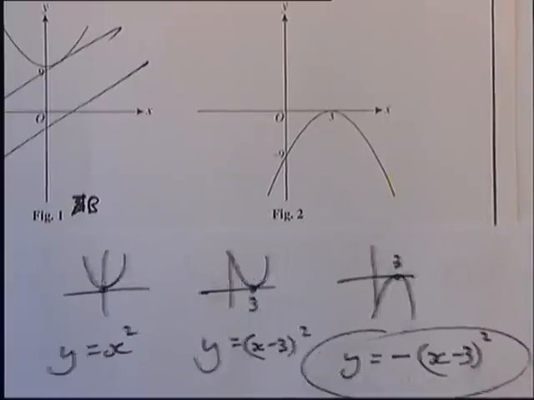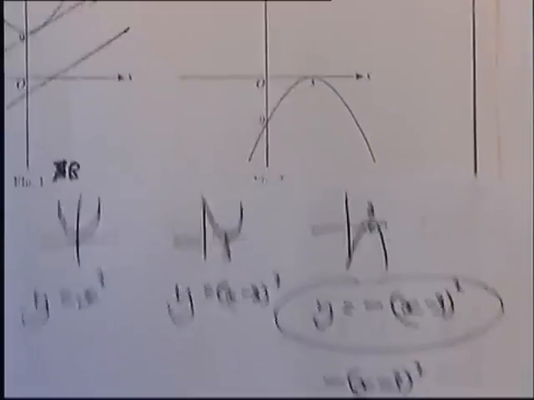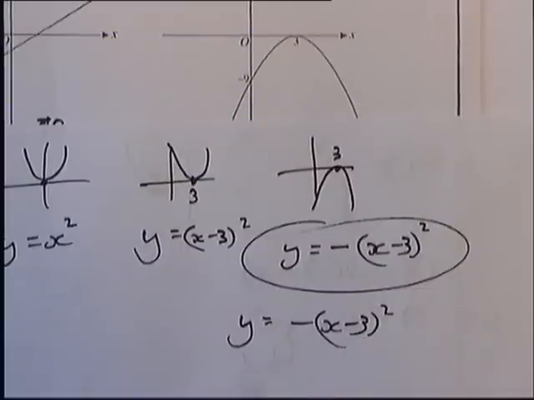And it's worth pointing out that if you just wrote down minus x minus 3 all squared, because that's not an equation, it hasn't got a y equals at the beginning, you would have lost 1 mark. For an equation, you must make sure you always include an equal sign.